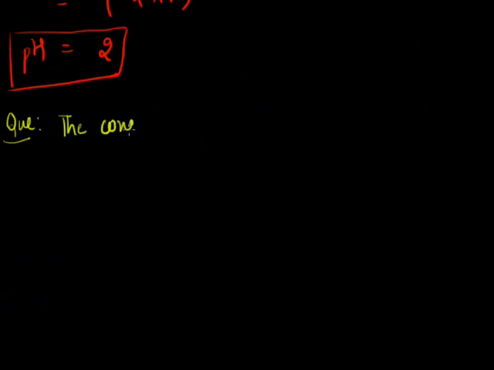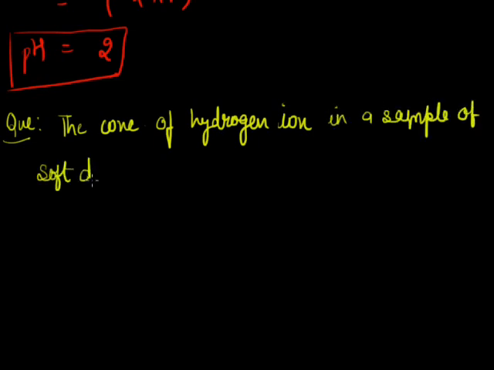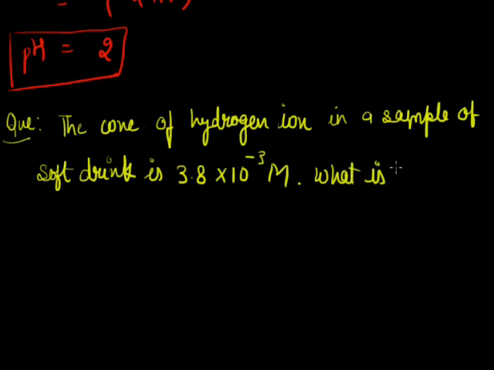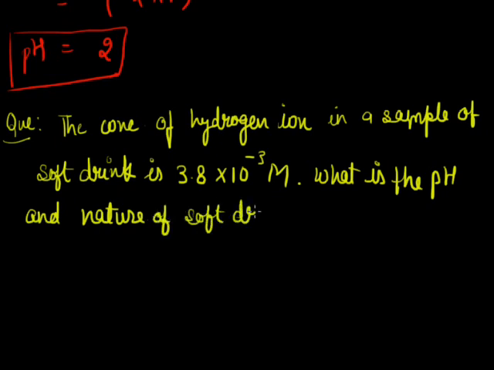Next question is: the concentration of hydrogen ion in a sample of soft drink is 3.8 into 10 to the power minus 3 M. Calculate the pH. What is the pH and nature of the soft drink? Now we will take the solution.